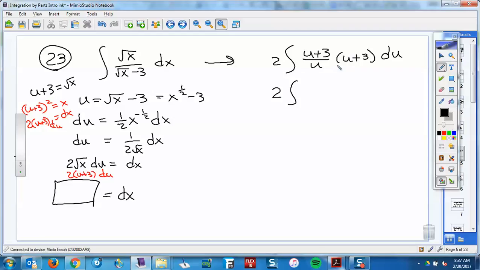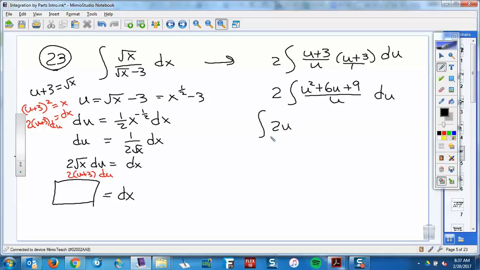You're going to FOIL, that's the 1 on the bottom. So you've got u plus 3 times u plus 3. So that's going to be u squared plus 6u plus 9, all over u. And now we're just going to divide those up. Now I'm going to distribute the 2 through there while I do this, because I don't want to just leave it hanging out there. So u squared over u is u, so that'd be 2u.